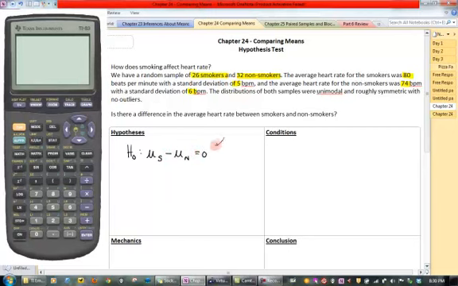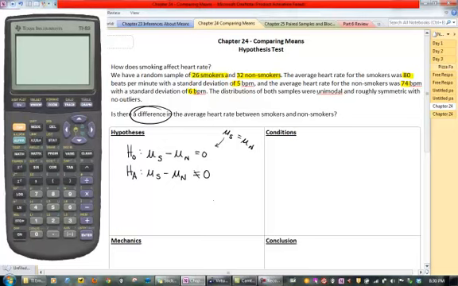Remember that's basically the same thing as saying the mean for smokers is equal to the mean for non-smokers. So we're skeptical. We think that they're exactly the same. Then the alternative hypothesis is that the mean for smokers minus the mean for non-smokers is in this case not equal to 0. Because remember, up here we were looking for whether there is a difference. Not specifically what kind of a difference, but whether there was a difference.